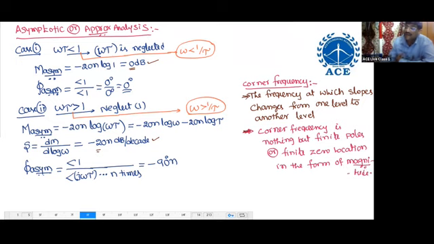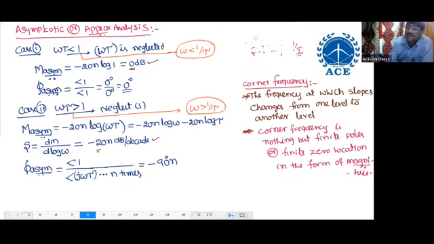Okay. Corner frequency means it is a finite pole. What is the finite pole location? For 1 by s tau plus 1, what is the pole location? Tell. s equals minus 1 by tau. In the form of magnitude, the magnitude of minus 1 by tau is what? 1 by tau. That 1 by tau is called the corner frequency. It is a pole and zero location, but in the form of magnitude. Okay? That is called corner frequency.